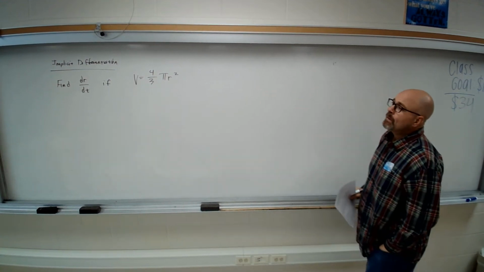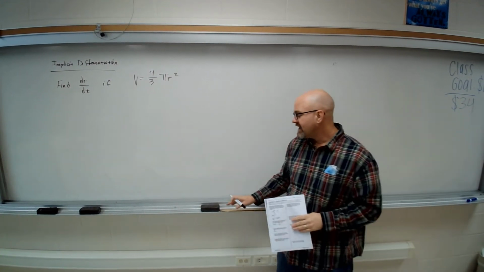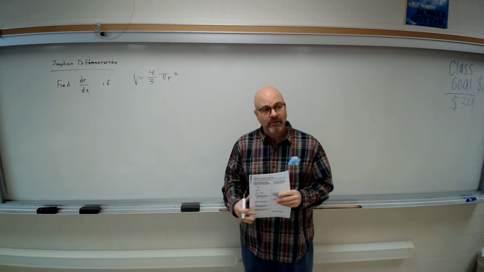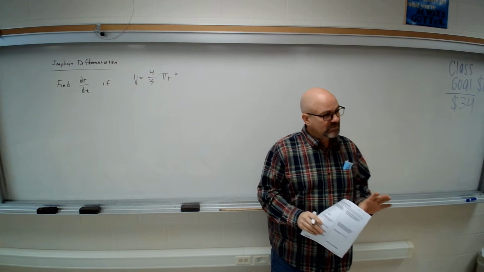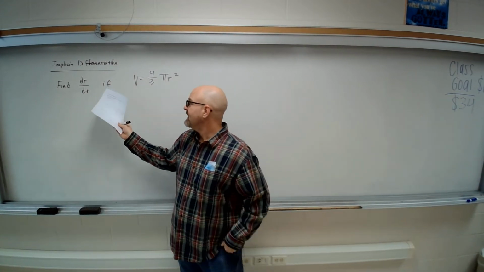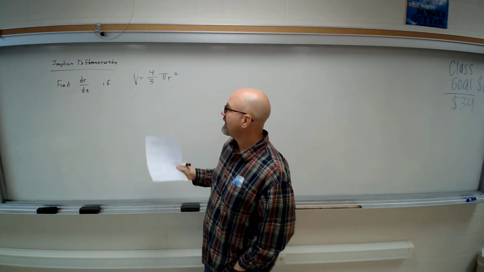Okay, so with this implicit differentiation problem, we're going to need this to move on to what's called related rates. And again, we really have to mind our variables and see what's going on here. So we have: find dr over dt if V equals 4/3 pi r squared.